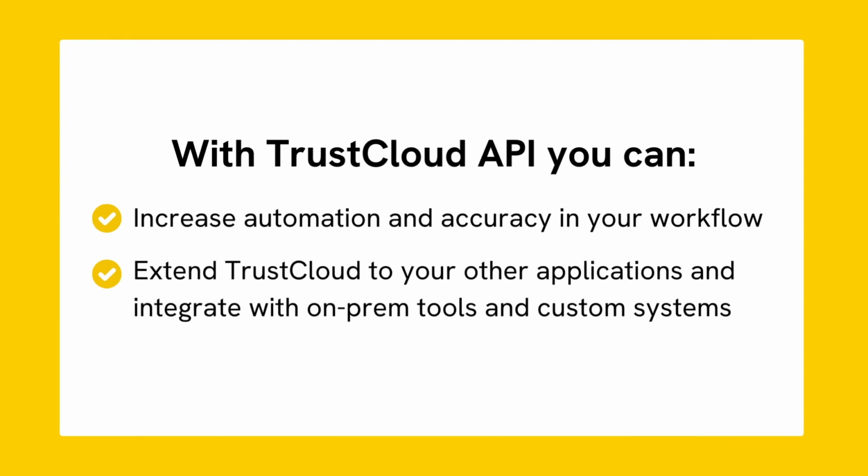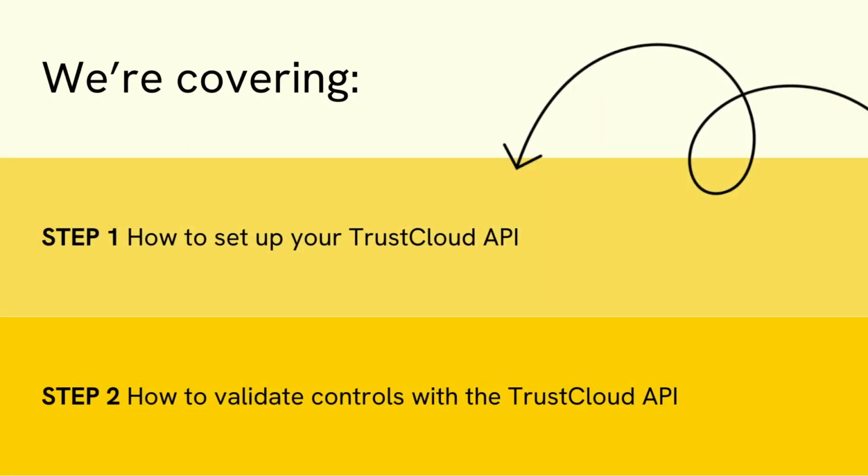TrustCloud API. The TrustCloud API gives companies the ultimate flexibility to automate common compliance tasks, extend TrustCloud to other applications within the organization, and integrate with on-prem or custom-built systems. In this video, you'll learn how to get started and some of what you can do with the TrustCloud API.